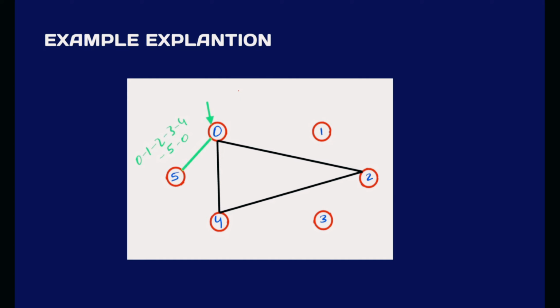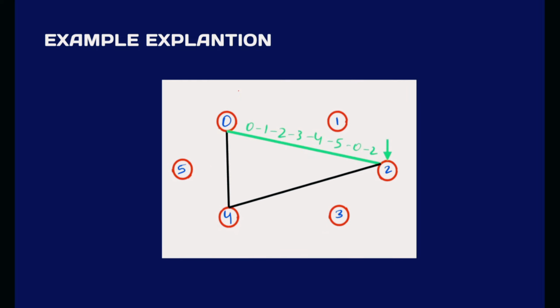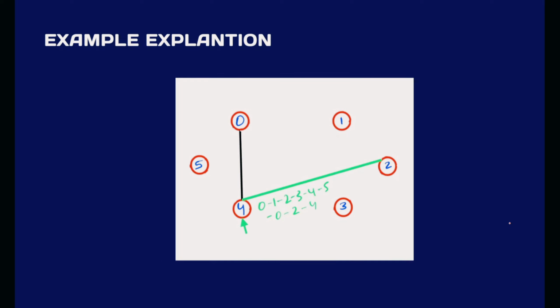From 0, I can go to 4 or 2. I'm going to 2, and I'll remove the edge between 0 and 5. Now the path becomes 0, 1, 2, 3, 4, 5, 0, 2. From 2, there is only one edge, so I will go through that. Here, from 2 I can go to 4, and I'll remove the edge between 0 and 2. Now the path becomes 0, 1, 2, 3, 4, 5, 0, 2, 4.